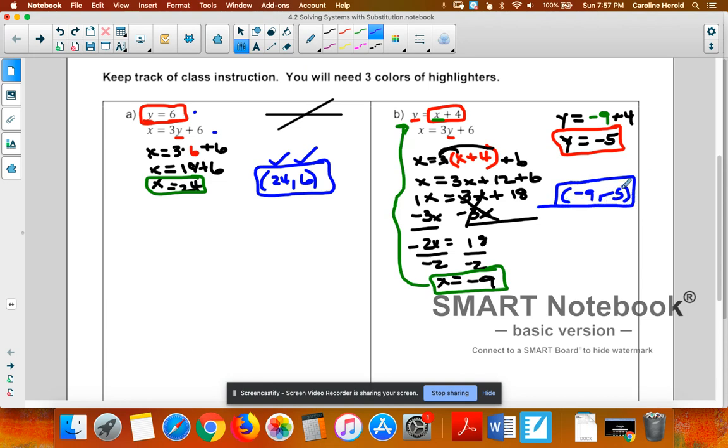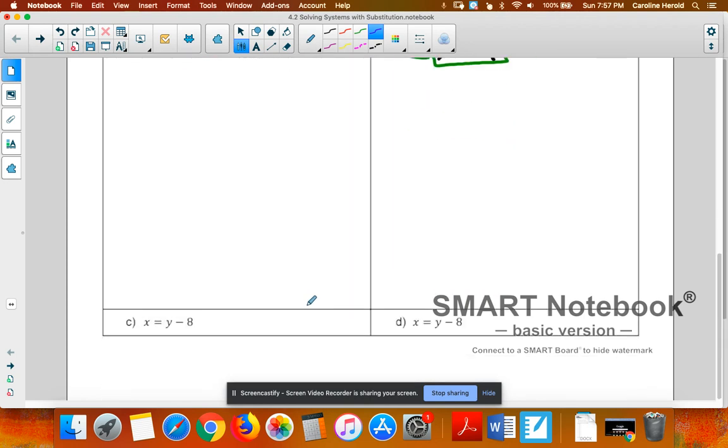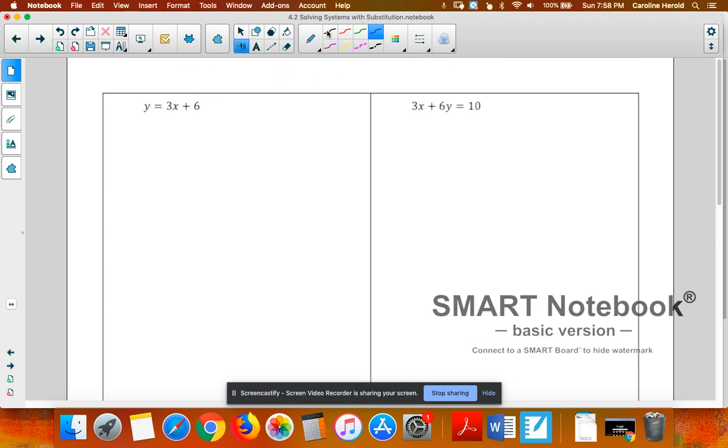That's my answer. Point of intersection, right? Okay, we're going to keep working. X equals y minus 8. It didn't go to the next page, my apologies. X equals y minus 8 is the equation that goes with this system.